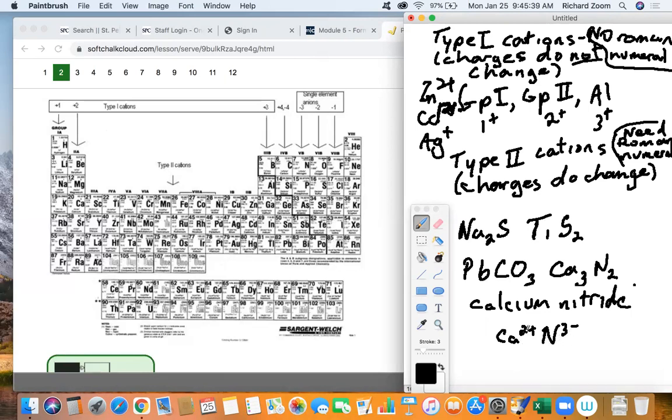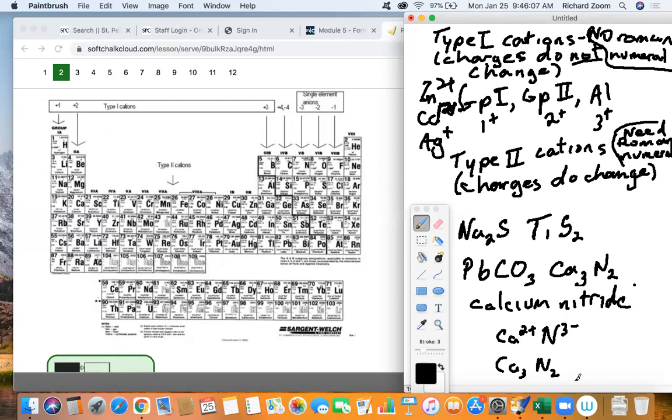So one tip I can give you is you can always multiply these together. You say 2 times 3, that's 6. And ask yourself, what do I need to get to +6 and -6? So it'd be Ca3N2. And that's how we're doing that. That's why you don't need any indication in the name of how many calciums there are, how many nitrides there are. Does anybody have any questions about any of this?